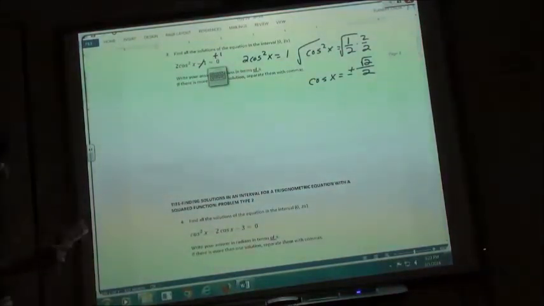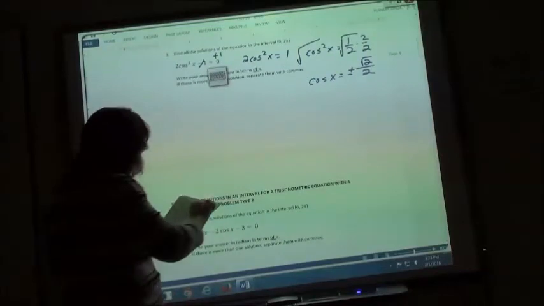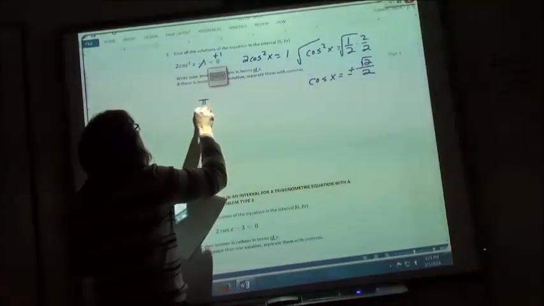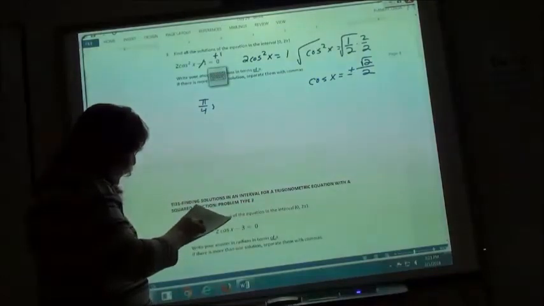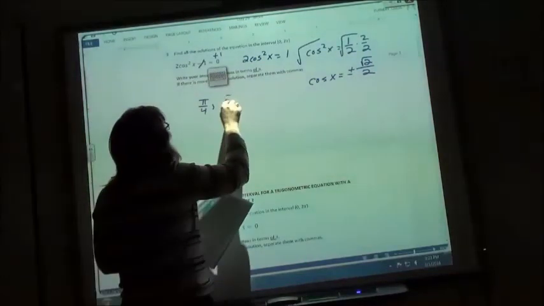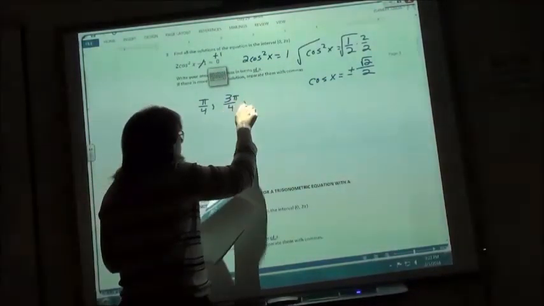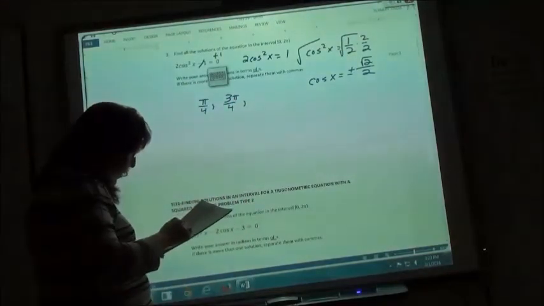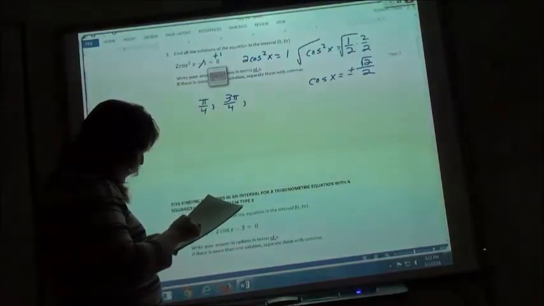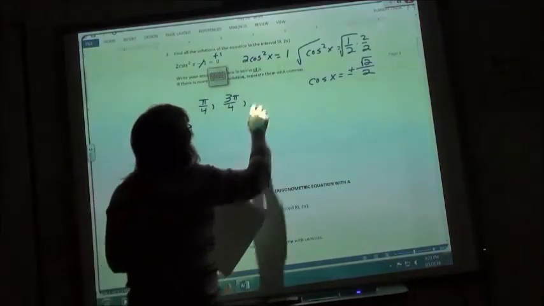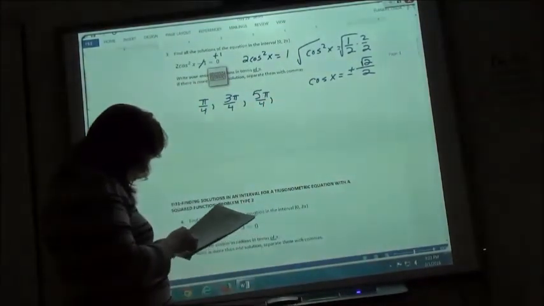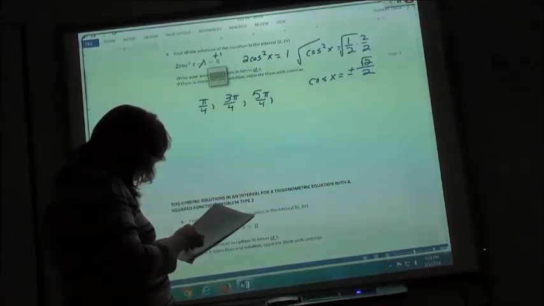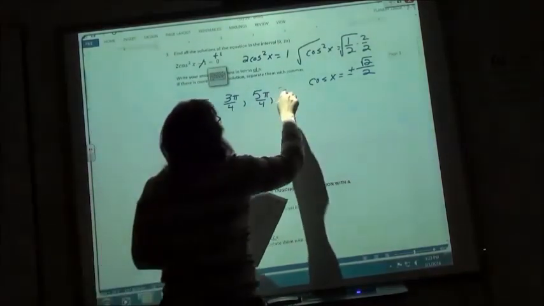So underneath the cosine column, cosine square root of 2 over 2 is at pi over 4. Then I have a negative square root of 2 over 2 at 3 pi over 4. Then I have negative square root of 2 over 2 at 5 pi over 4. And then in quadrant 4, I have square root of 2 over 2 at 7 pi over 4.